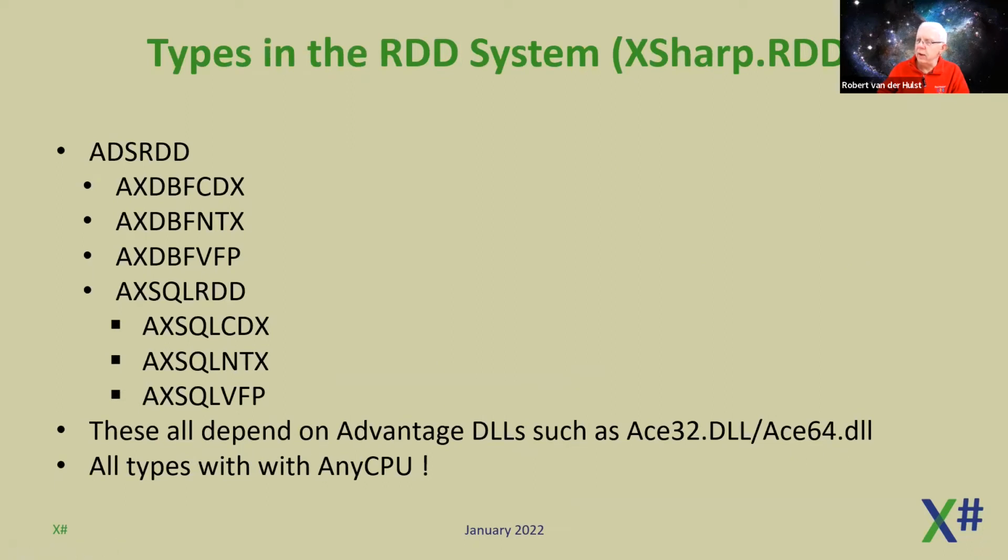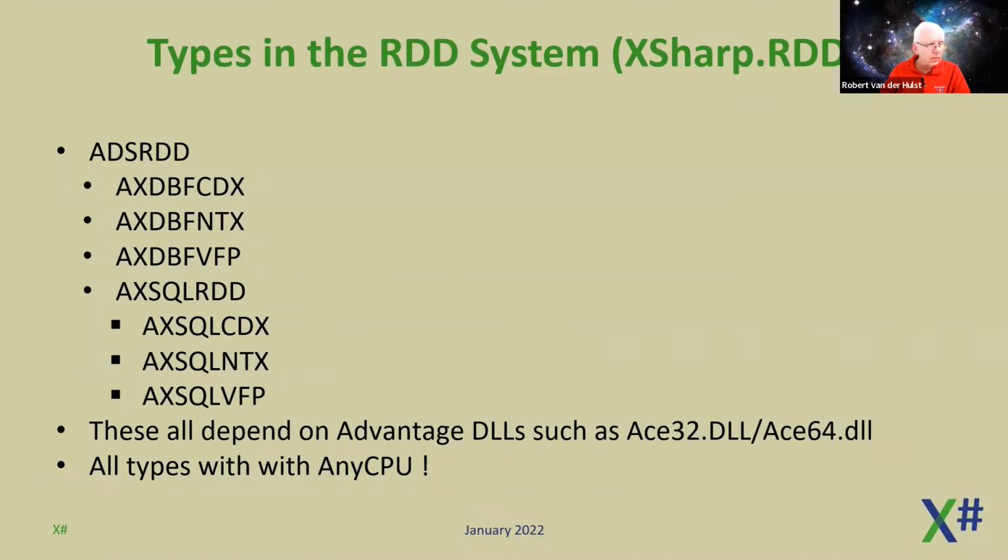This was a slide, yeah. We have several Advantage layers. We didn't invent all these names. These were the same names that the Advantage RDDs in Clipper and Visual Objects were, and also for Vulkan, these names were used in the Advantage DLL. In contrary to Vulkan, you do not need to link in a special Advantage RDD in your app. The XSharp RDD has all these classes in there.